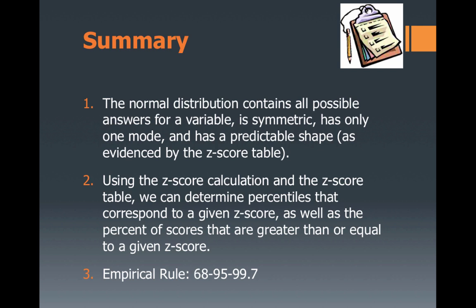And so using the z-score table, we use a calculation to figure out the percentages and the percentiles that correspond to a given score, as well as the percent of scores that are greater than or equal to, or less than or equal to, a given score. And we have the empirical rule. Plus or minus 1 standard deviation contains 68% of all scores. Plus or minus 2 standard deviations from the mean contains 95% of all scores. And plus or minus 3 standard deviation units from the mean contains 99.7% of all scores.